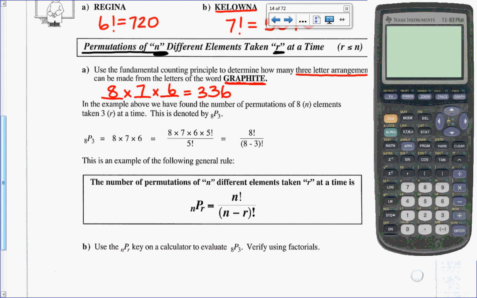Now the way that we would write this as a permutation, instead of in fundamental counting principle, would be this way. When I'm arranging a certain number of letters or numbers or people where order does matter, it's written this way. Out of 8 letters in the word, I am arranging 3 of them. And the P denotes it's a permutation because order matters.